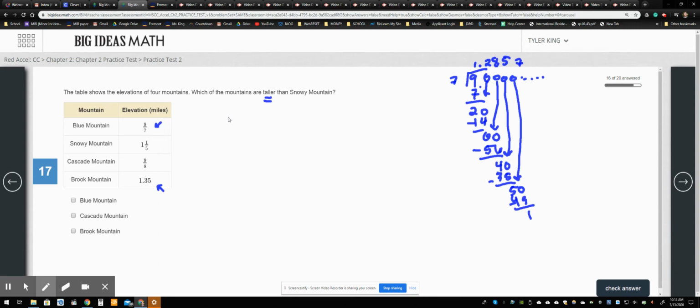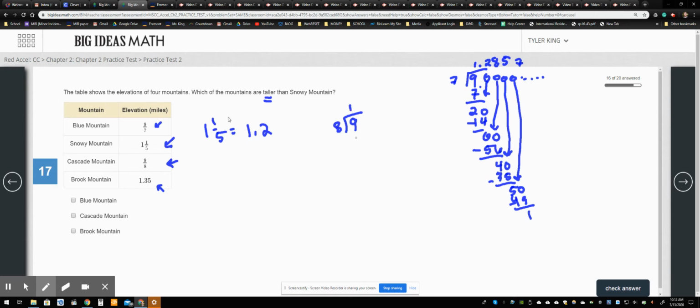But this is a good decimal that we can work with, especially when we're comparing these other numbers. So then we're looking at Snowy Mountain. Snowy Mountain is 1 and 1/5. If we're good with our fractions already, we should know that 1/5 is going to be 0.2. If we're not, we can do that division, but it's going to become 1.2. And then we have 9 over 8. So we can take 9 divided by 8. This is going to be a lot nicer than over 7.